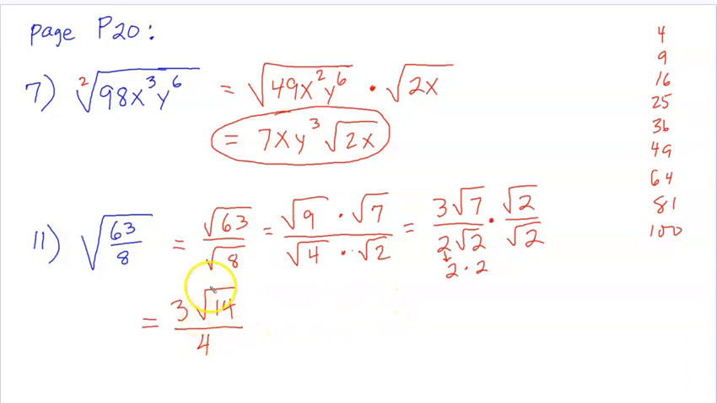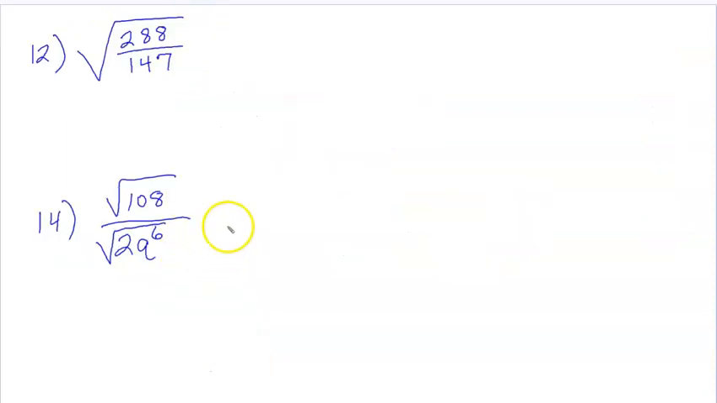And then if I could simplify the radical more, I would. If I could divide both 3 and 4 by the same number other than 1 to reduce, I would. But as it turns out, that's not possible, so that ends up being the final answer for number 11.